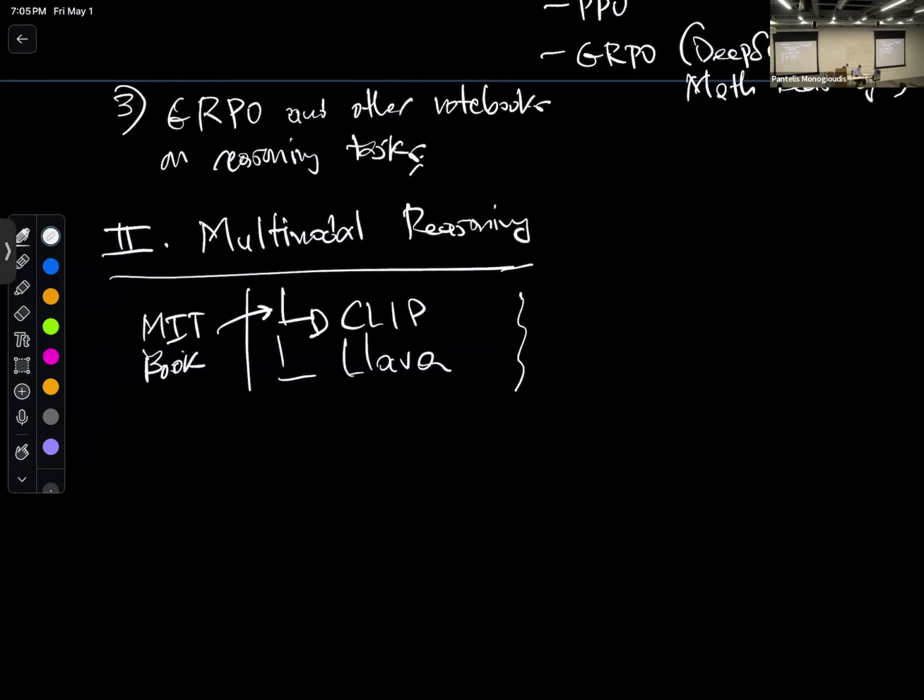The MIT book covers only CLIP. For LLaVA, you have to read the paper and also watch some other tutorials. There is a LLaVA notebook as well, I think, on my website. The next step for you is to combine multimodal reasoning and reinforcement learning. If you understand how reinforcement learning applies to language models, you can combine this with VLMs.